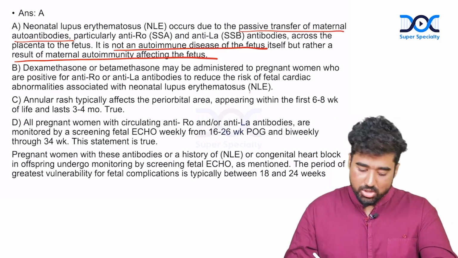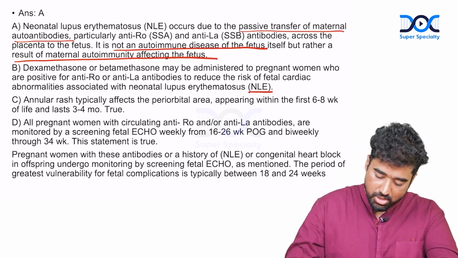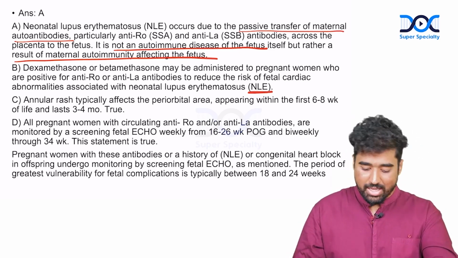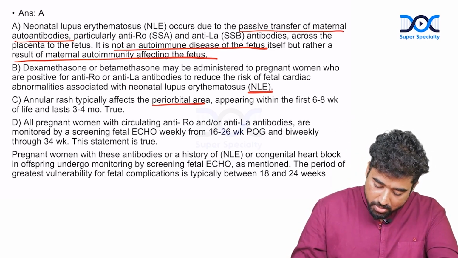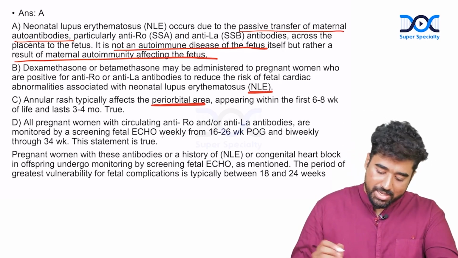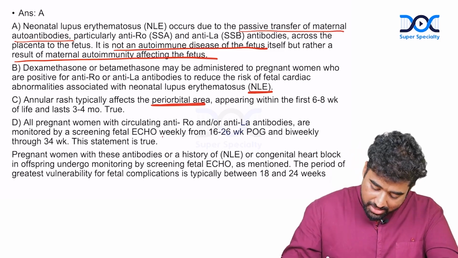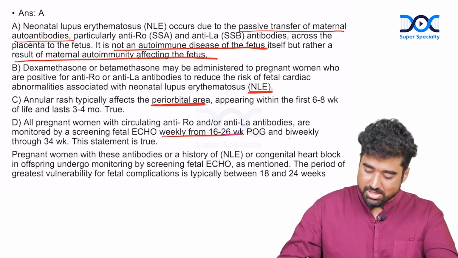Then you have these fluorinated corticosteroids which are used especially for pregnant women to reduce the risk of neonatal lupus erythematosus. Annular rash, as already described, affects the periorbital area typically and disappears by 3 to 4 months. All pregnant women with anti-Ro, anti-La antibodies specifically should undergo weekly screening from 16 to 26 weeks and bi-weekly up to 34 weeks.